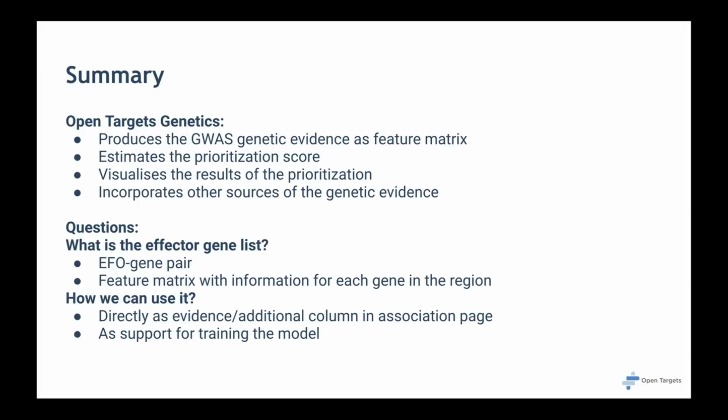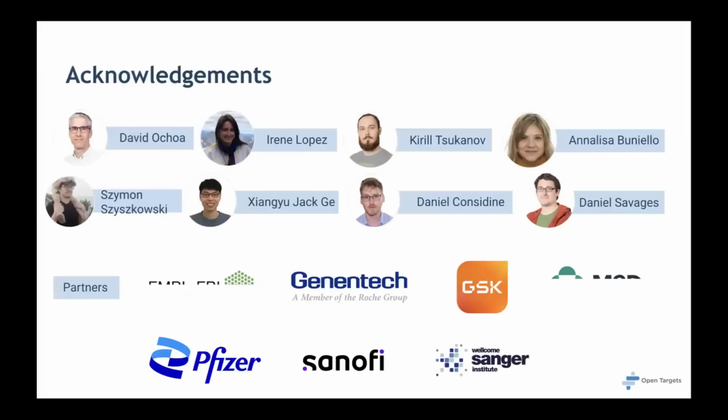How can we use it? First of all, if in the future there is a database with an effector gene list, we will simply incorporate it into Open Targets. It will be just like a column, very convenient for us. Or we can use it directly in our training model, so it can be used as a gold standard positive list, and we can enhance our prioritization scores. So that's it.